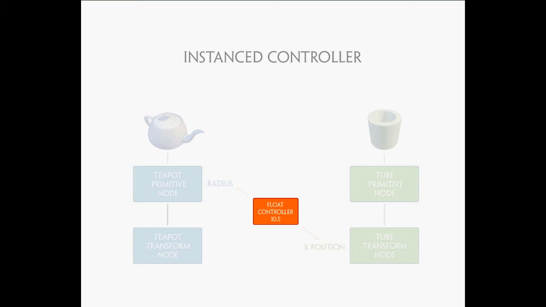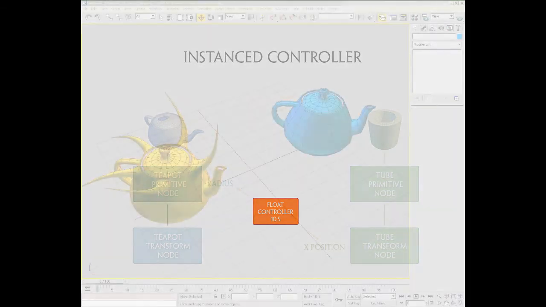As an example, on one object the controller could be defining the object's radius, whilst on another object it could define its x position or any other kind of parameter which uses a floating point value. In any case, when a controller is used in more than one node, it's deemed to be instanced.